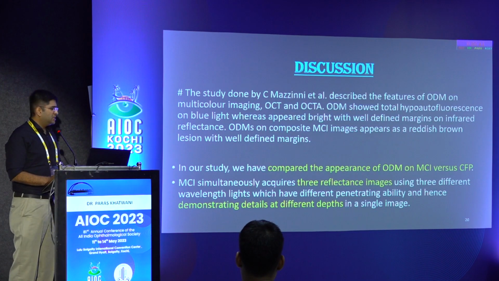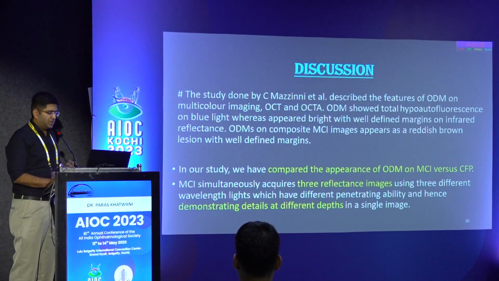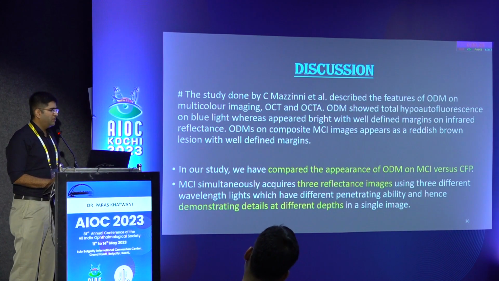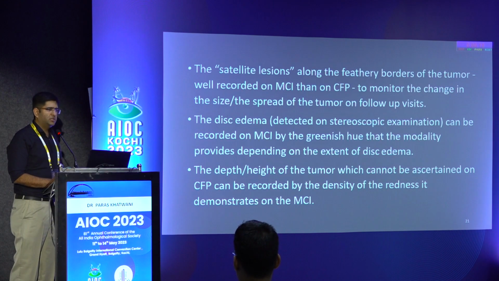So our study is a unique study which compares the appearance of optic nerve head melanocytoma on MCI versus the conventional fundus photograph. MCI basically acquires three reflectance images using three laser lights, and that helps in demonstrating the lesion at variable depths of the retina and the choroid, and hence gives a better contrasted image. The unique features that we described are the satellite lesions, the greenish hue that is seen on the disc due to disc edema, and the depth or the height of the tumor that is demonstrated by the intensity of the redness that you see on the MCI.